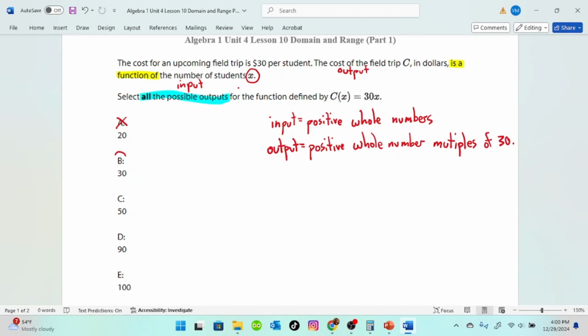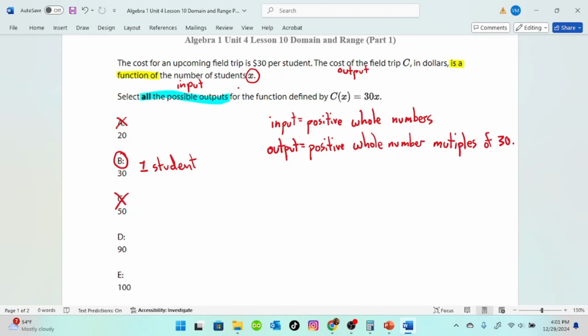B is a multiple of 30. This means we would have 1 student. Choice C is 50. 50 is not a multiple of 30. So our choices would either be $30 at 1 student or $60 at 2 students. We couldn't have anything in between.